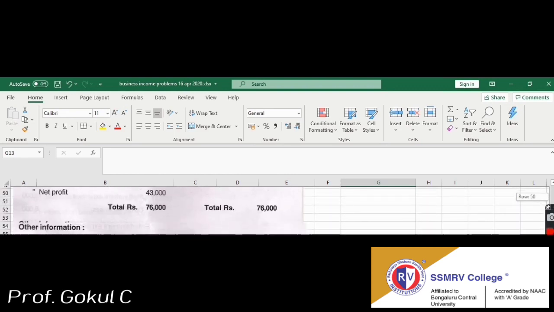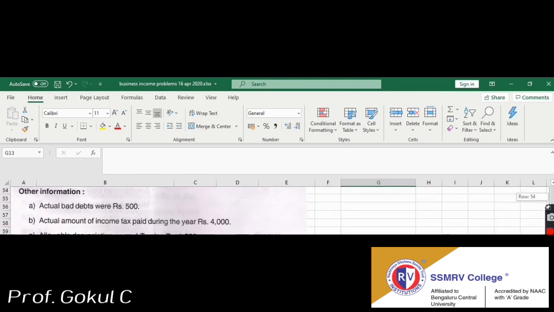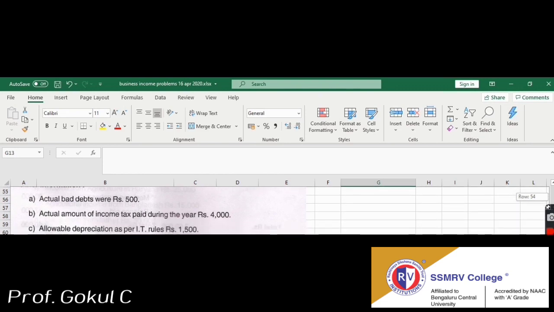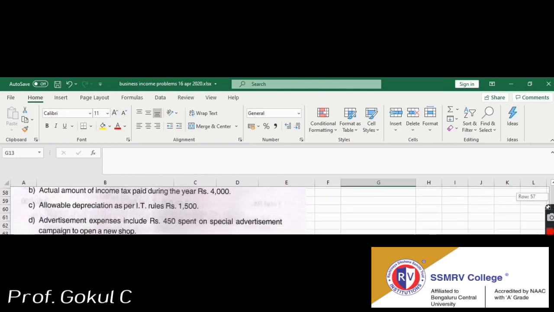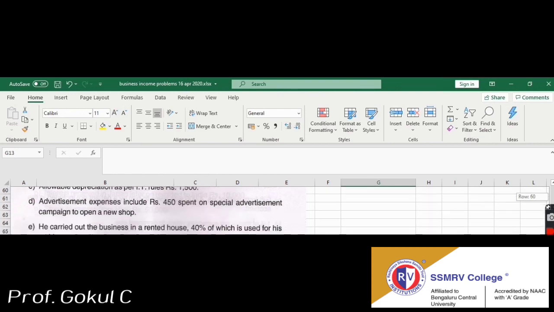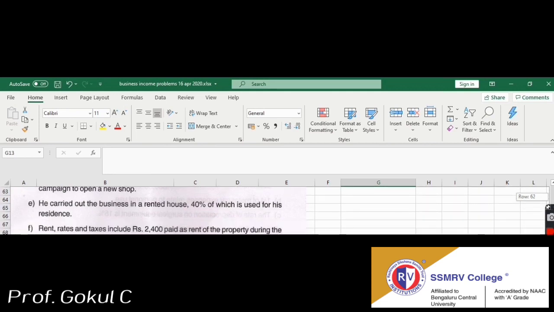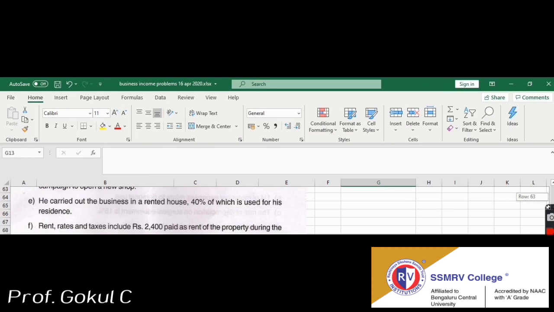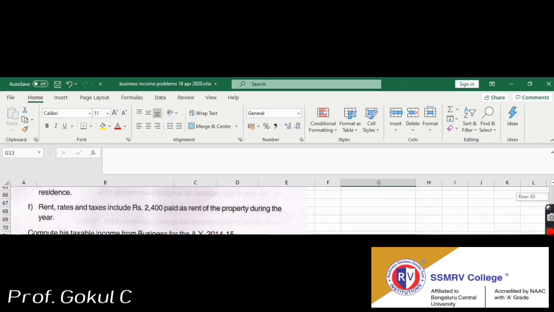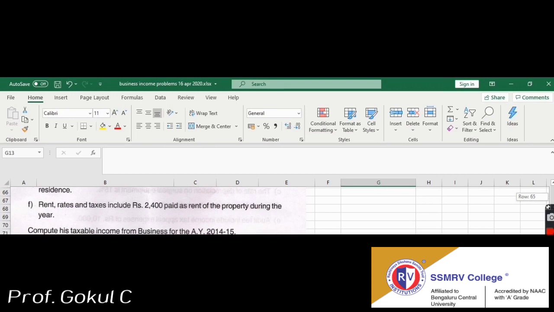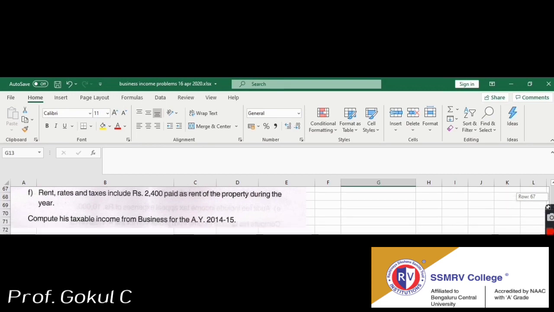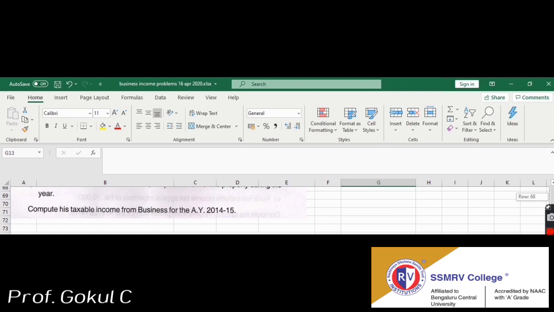So the net profit is 43,000 rupees, and the adjustments are: actual bad debts were 500 rupees, actual amount of income tax paid in the year was 4,000, allowable depreciation as per income tax rules is 1,500, advertisement expenses include 450 rupees spent on a special advertisement campaign to open a new shop. He carried out the business in a rented house, 40% of which is used for his residence. Last one, rent, rates and taxes include 2,400 rupees paid as rent of the property during the year. Compute his taxable income for the assessment year.